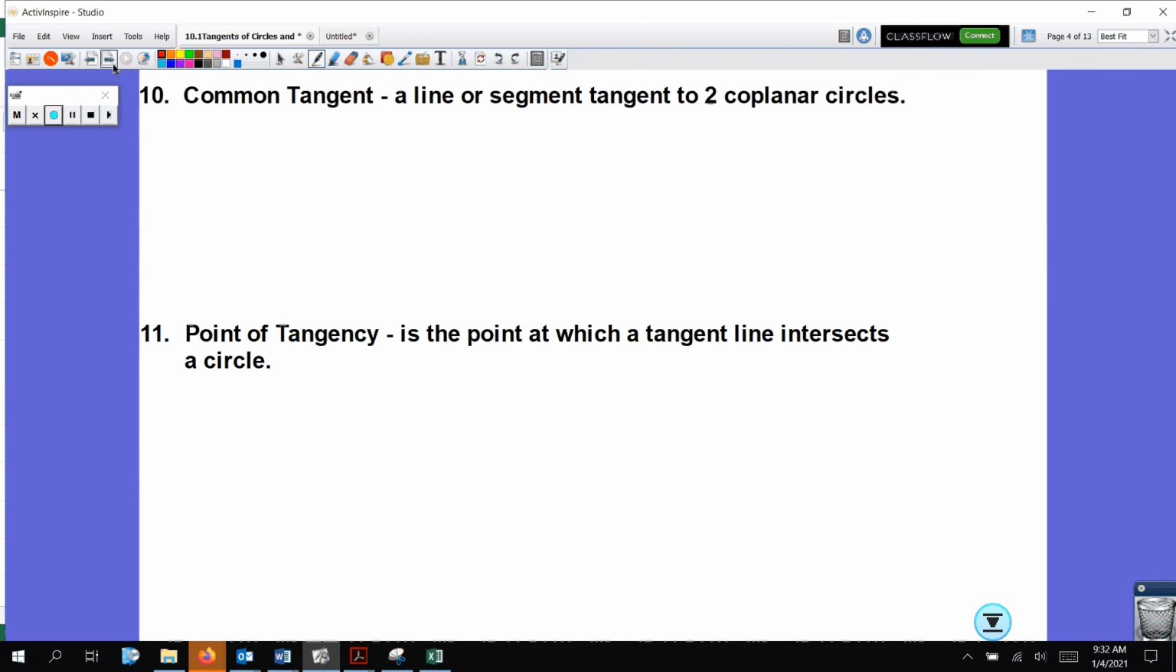All right, number 10, common tangent, a line or segment tangent to two coplanar circles. Well, we know what a coplanar circle is, right? It's like tangent circles. So let's draw that.